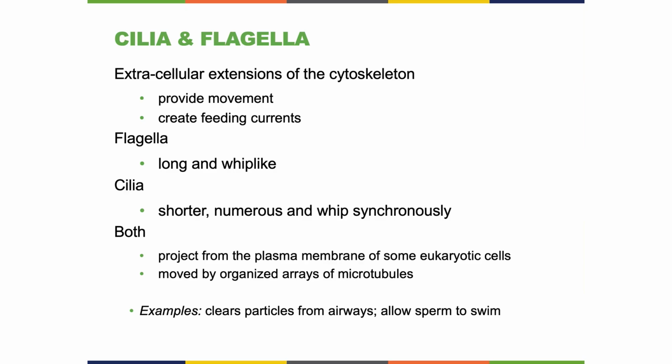Sometimes the cilia and flagella are used to move the whole cell. Other times they create feeding currents. They can cause the water to move in a particular fashion so that it draws nutrients to a certain part of the cell. Many protozoans do this because they have an organelle in the cell called a cytosome, which acts like a gullet to bring food into the cell. Both of these project away from the plasma membrane, and microtubules are going to allow for these to function.